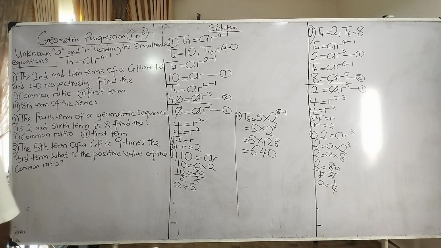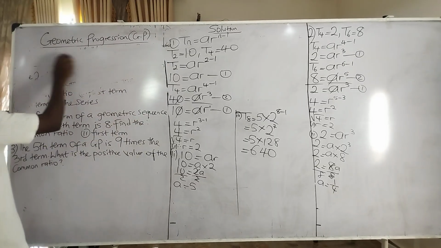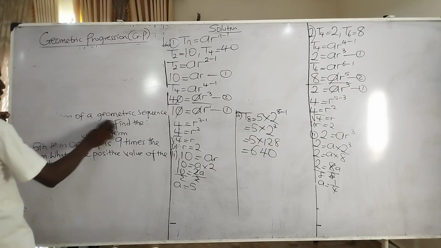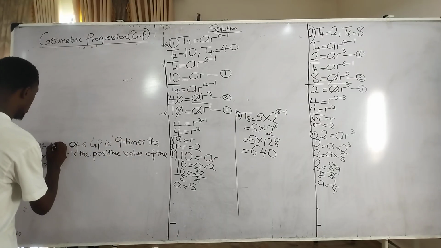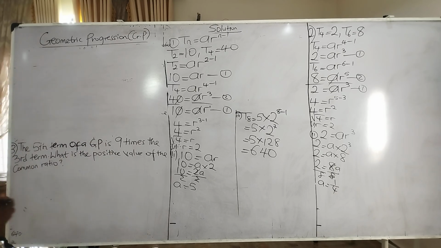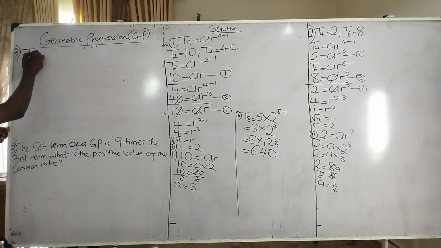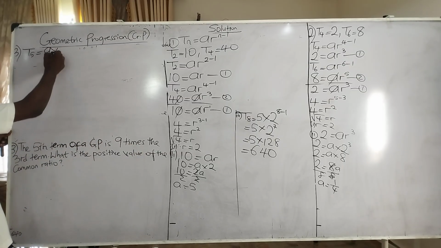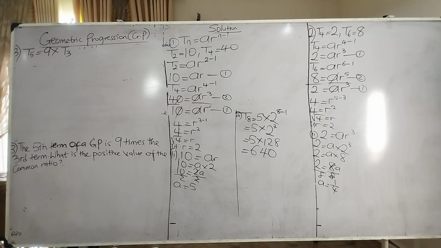Let's go to the last question we have for today. The last question we have is number 3. Let's see how far we can do it. So we go to number 3 question. We have the fifth term, that is T5, is 9 times the third term, that is T3. What is the positive value of the common ratio?